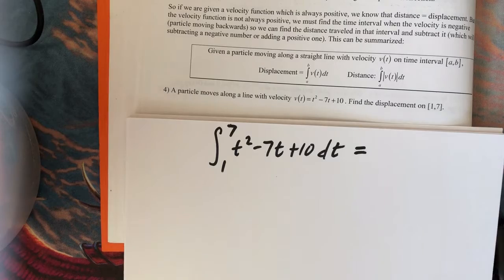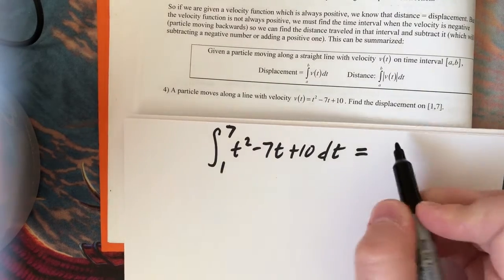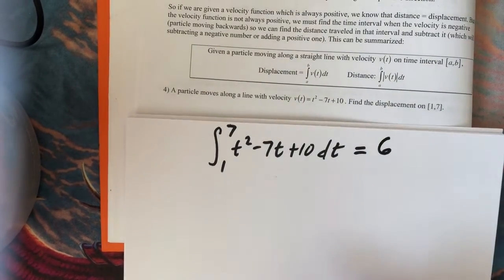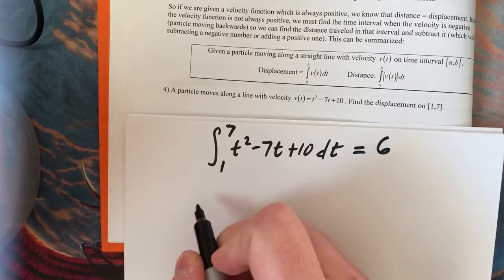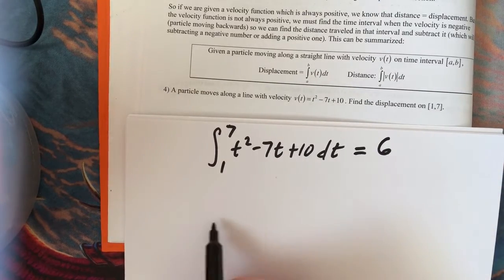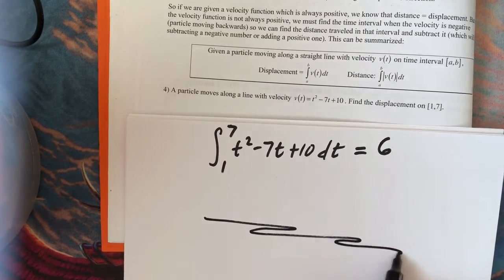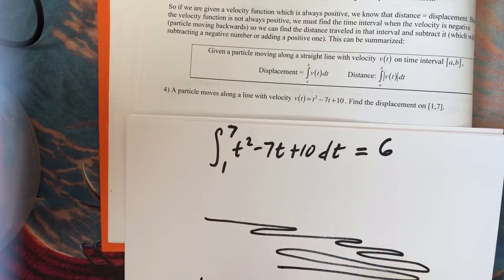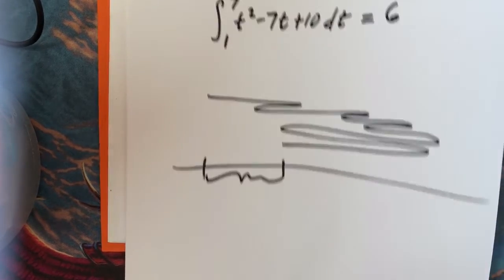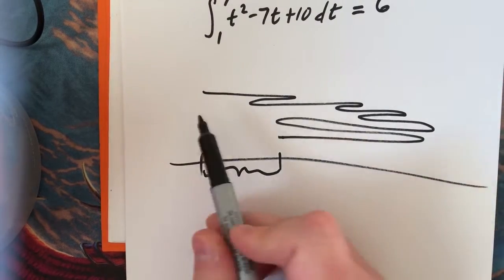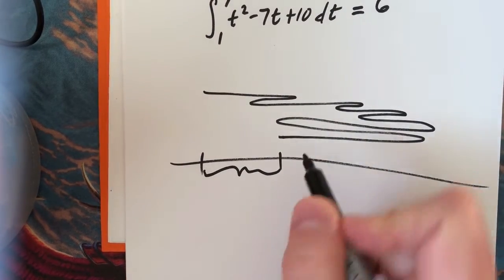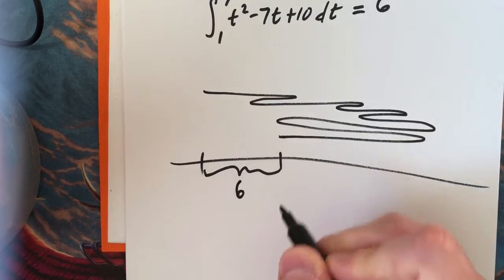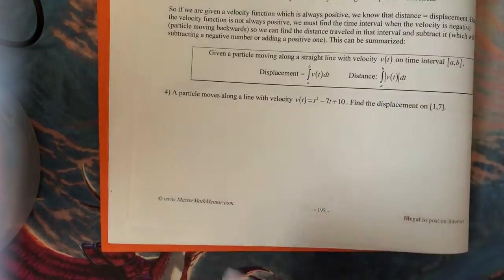I got 6. So this means that from time equals 1 to 7, whatever kind of pathway we're traveling, if we just looked at it on a number line, this is 6. That's what displacement is.